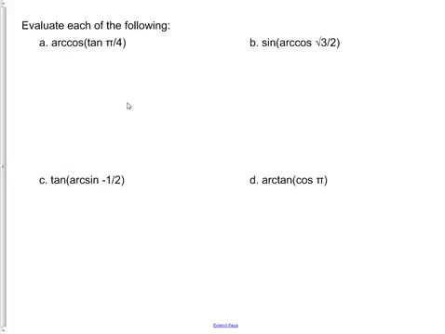So now we've got some interesting situations in which we want to be able to evaluate a composition of different functions. Like, let's try this. We're told to find the arc cosine of the tangent of pi over 4. Well, the best way to approach one of these kinds of compositions of arc trigonometric functions, the inverse trig function, and another function, is to work your way from the inside out if possible.